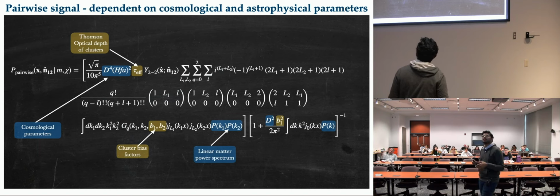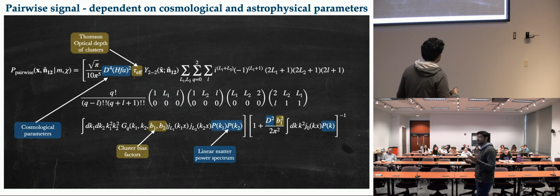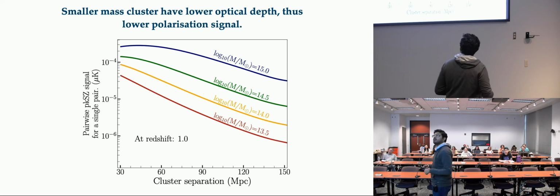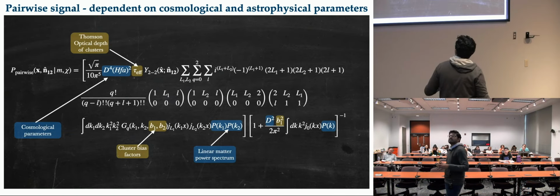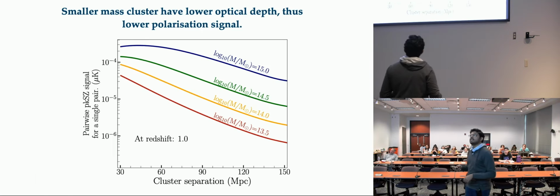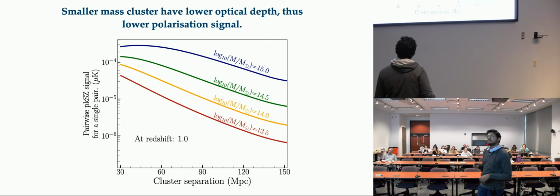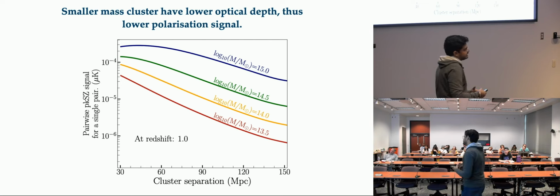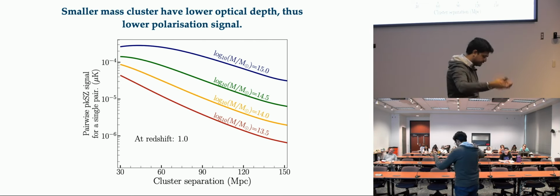It depends on the optical depth of the galaxy cluster, as I mentioned. It also depends on the linear matter power spectrum, and it also depends on astrophysical parameters like the cluster bias factors. So let's look at this plot. This plot is actually a plot of this thing for a single pair of clusters. So what you can see here is that I've plotted on the y-axis the pairwise pkSZ signal, and on the x-axis the intercluster separation distance in three-dimensional space.